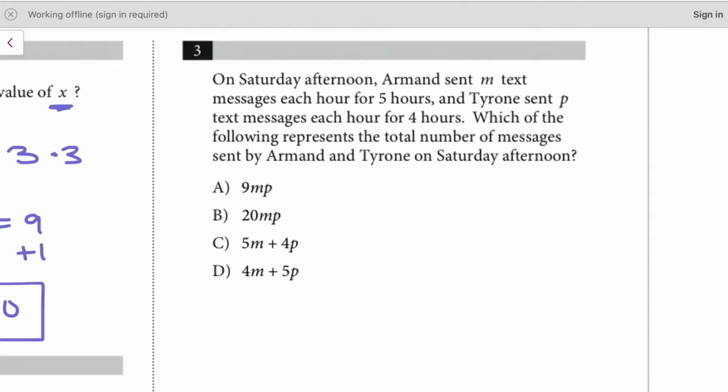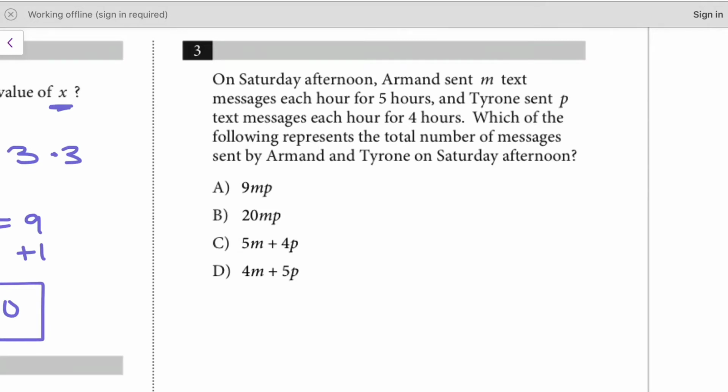Okay, question 3. On Saturday afternoon, Armand sent M text messages each hour for 5 hours, and Tyrone sent P text messages each hour for 4 hours. Which of the following represents the total number of messages sent by Armand and Tyrone on Saturday afternoon?